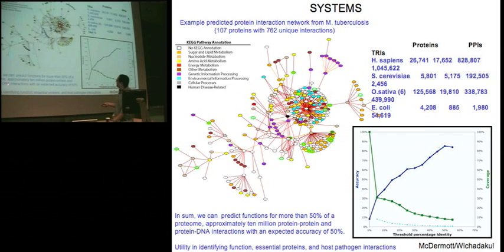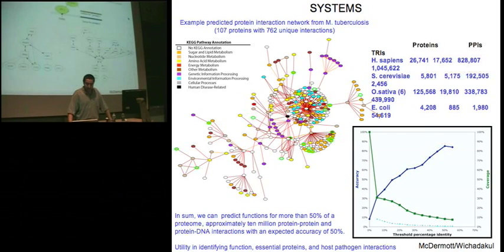It's useful in identifying functions, because the things that are in white, we don't know the function of in E. coli, or in tuberculosis, for example, in this case. You can look at it and see what it interacts with, and we can predict that it interacts with that, and that it maybe does the same kind of function. And we can predict what is essential for the organism. So if you want to design a new organism that is useful in some other environment, we can do that. And we can also predict host-pathogen interactions. That's again a microbiology issue. Like I said, we benchmark all of this.